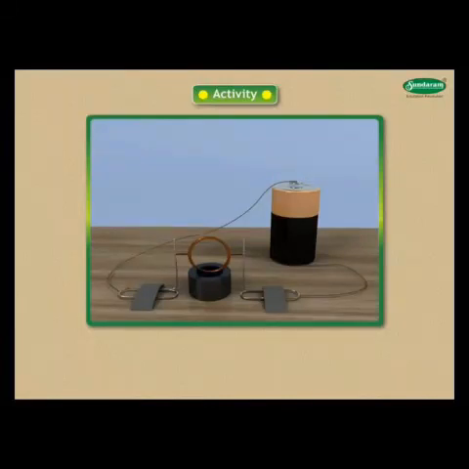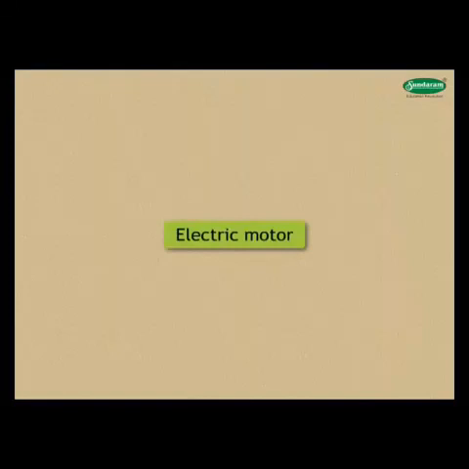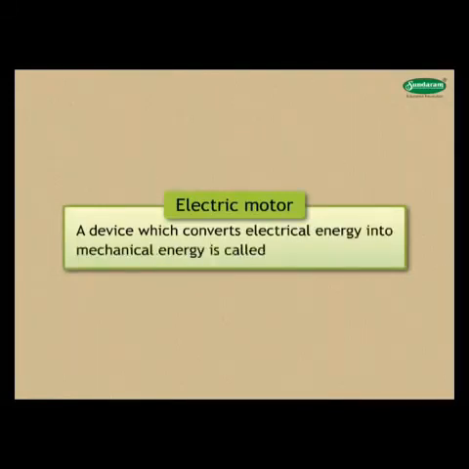Take free ends of the wire and connect them to the battery as shown. Give a gentle spin to the coil and what do you observe? We can see the coil rotating. Let us learn about the electric motor. A device which converts electrical energy into mechanical energy is called an electric motor.